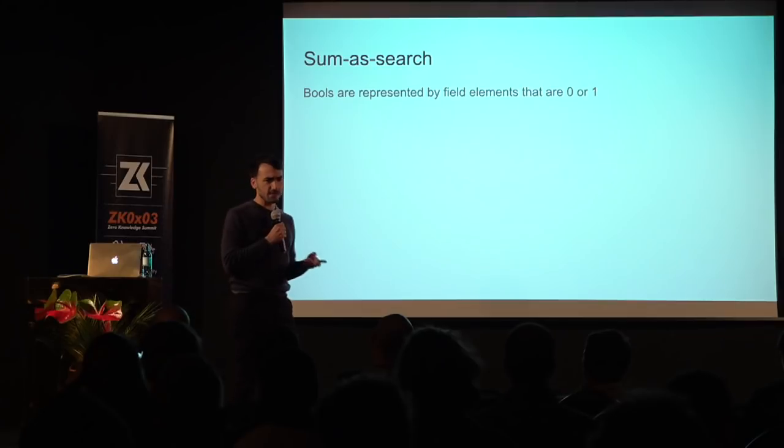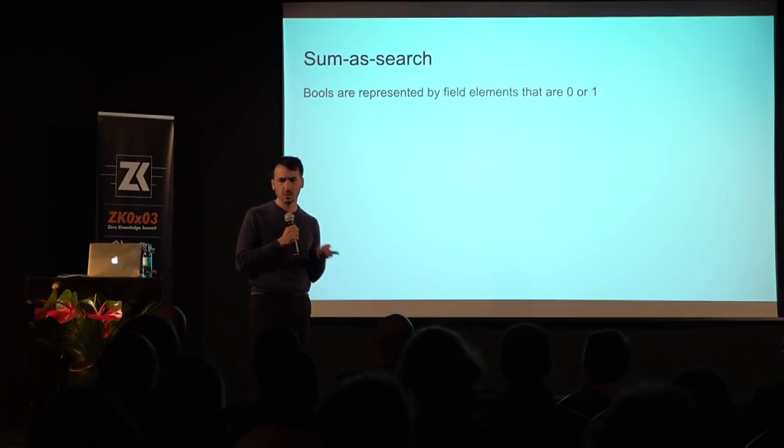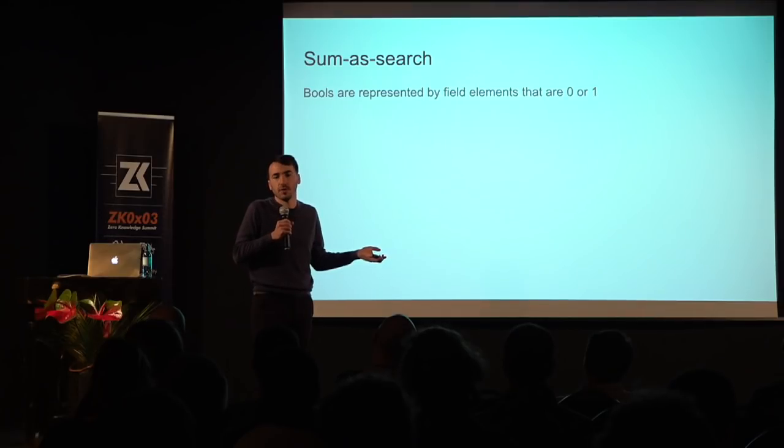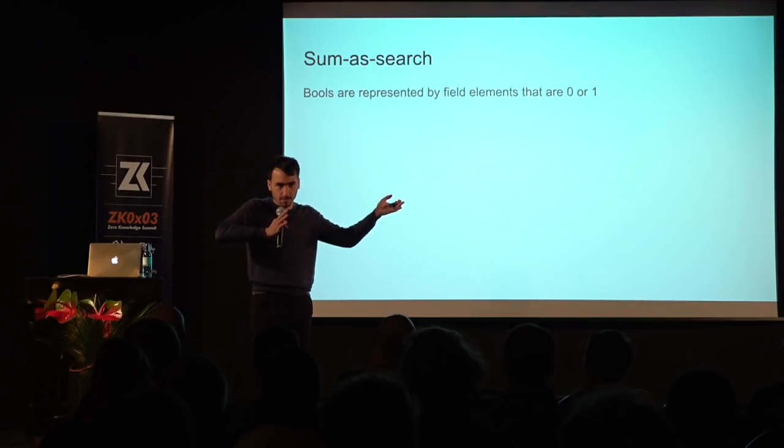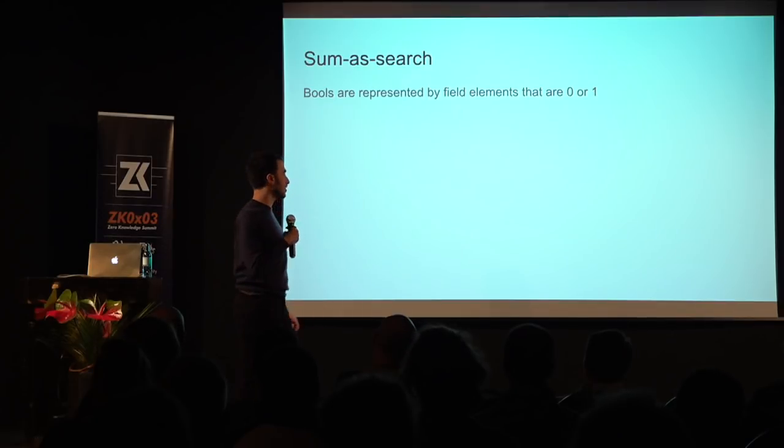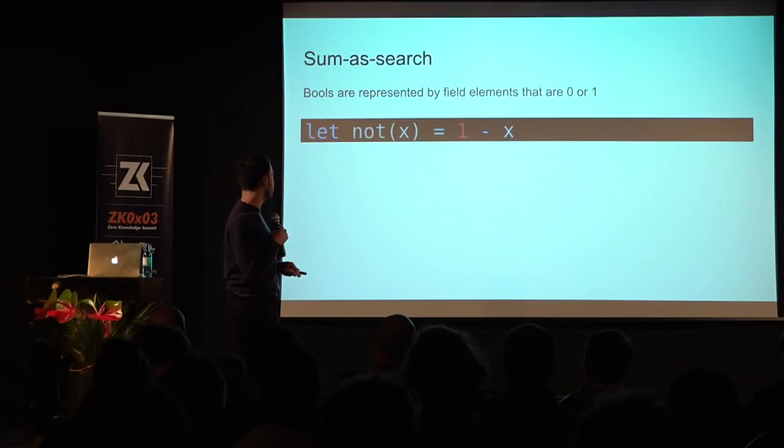So bools inside of SNARK programs, we only really have field elements. So how do you represent a Boolean? Just with a field element which is only 0 or 1. Okay, it's a field. We have 0, we have 1. Are we happy? It's maybe not the best representation for all purposes, but it's pretty good.